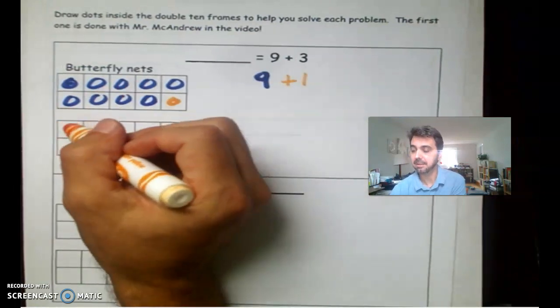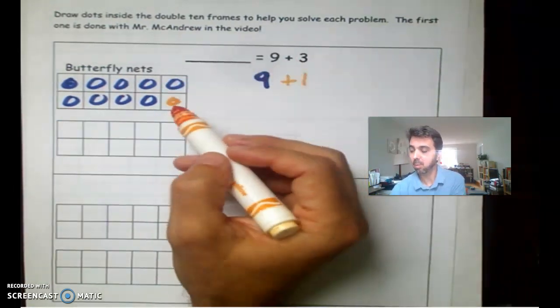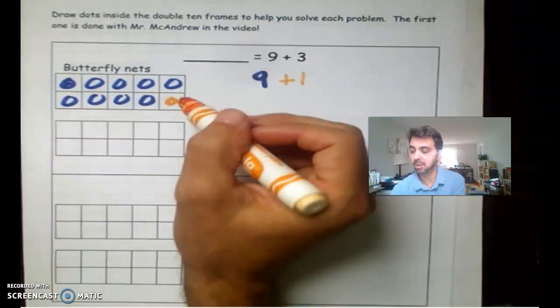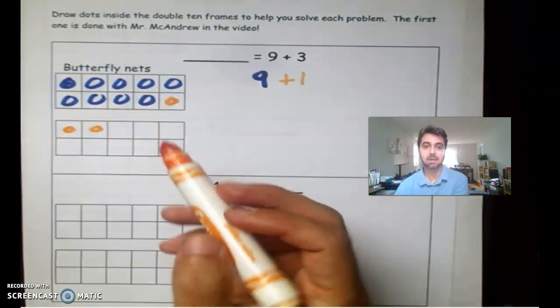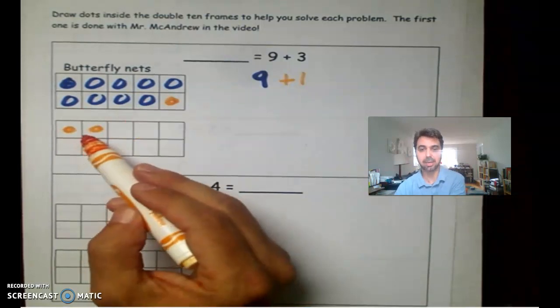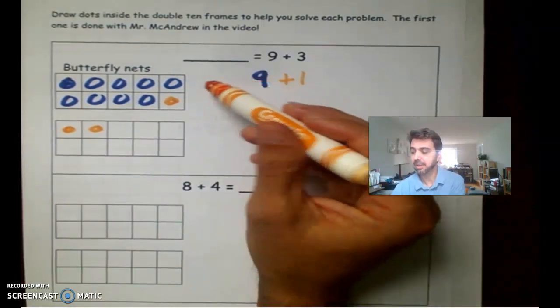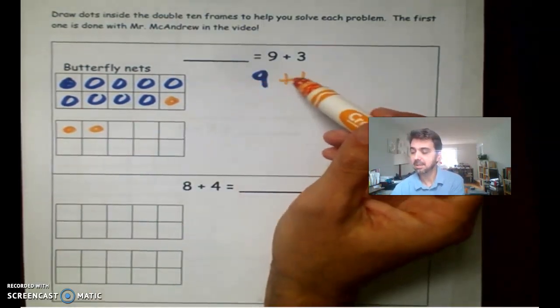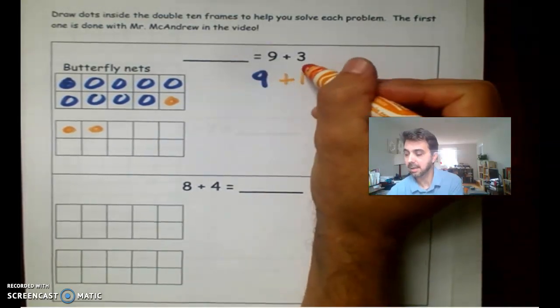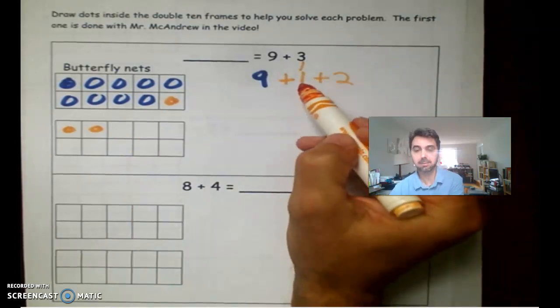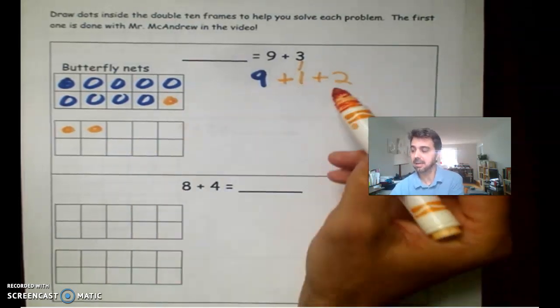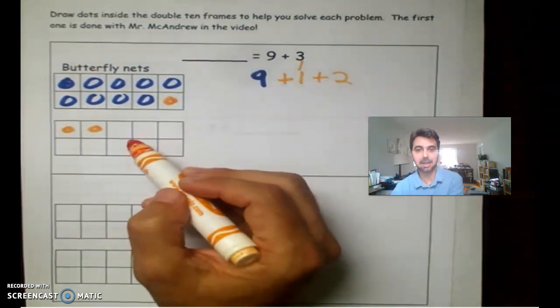And I'm going to add the other. So if I added 1 butterfly here, I still have to add 2 more. So let's say 1, 2, 3. Okay, so I've done 9 plus 3. All right. So up here, I have 9 plus 1. And I have to add 2 more from this net. Okay, so this 1 butterfly is in this net, and these 2 butterflies are in the second net.